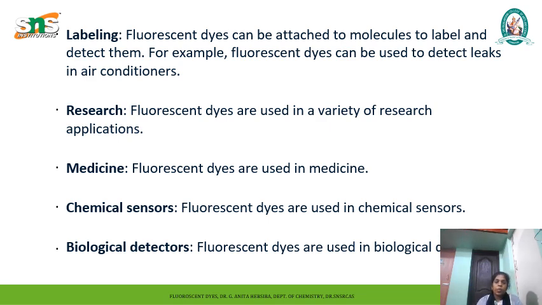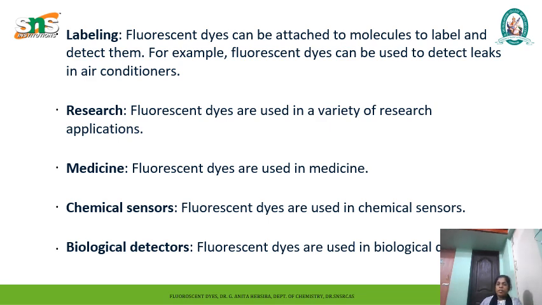And what are the specific applications of these fluorescent dyes? Labeling: fluorescent dyes can be attached to molecules to label and detect them. For example, fluorescent dyes can be used to detect leaks in air conditioners. When you apply these fluorescent dyes, the leakage can be detected very easily. Fluorescent dyes are used in a variety of research applications, like fluorescent dye sensitized cells. Many research applications are there.